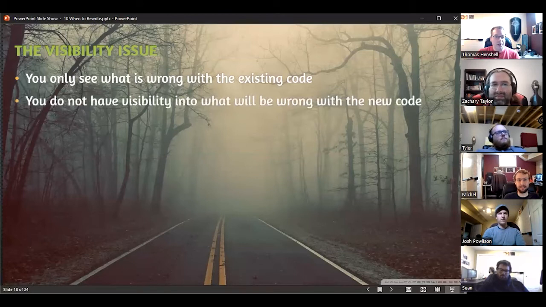You do not have visibility into what will be wrong with the new code. And that's a hard thing to appreciate. As I've put the decades under my belt of programming, I start to realize there are going to be things wrong with this new code as I go through.